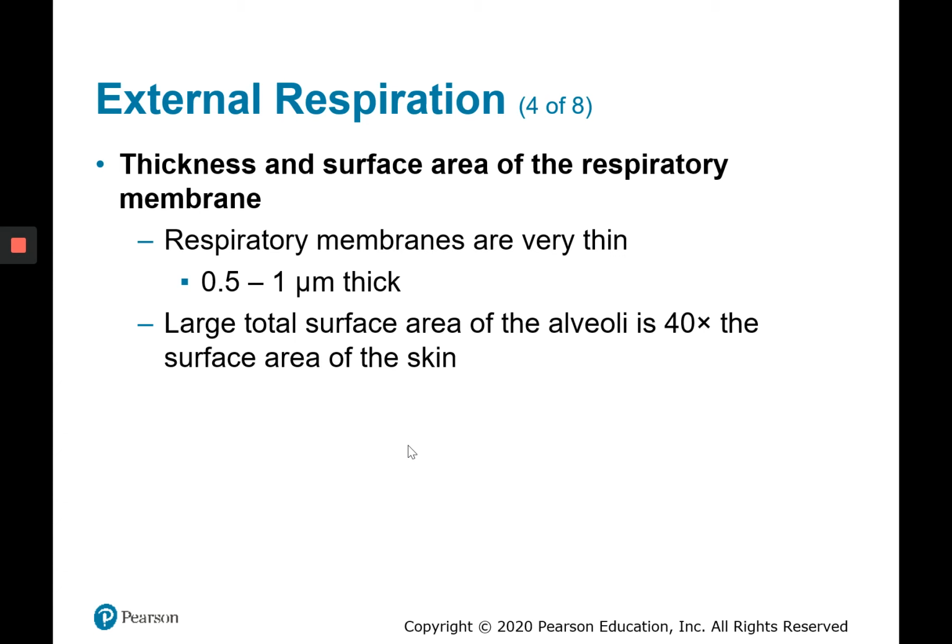Another factor that could affect respiration is the thickness or the surface area of the respiratory membrane. It's important that the respiratory membrane, which is made up of the capillary epithelium, the alveolar endothelium, and a fused basement membrane, be very, very thin. If it wasn't thin, we wouldn't be able to have gas exchange via diffusion. So it's about 0.5 to 1 micrometer thick, and that's thinner even than tissue paper. It's also important that we have a lot of alveoli and that their convoluted space provides a lot of surface area for gas exchange.